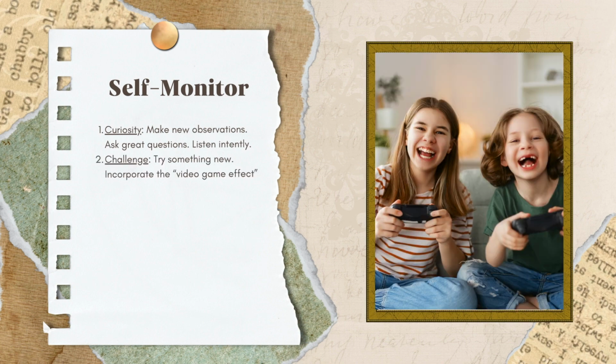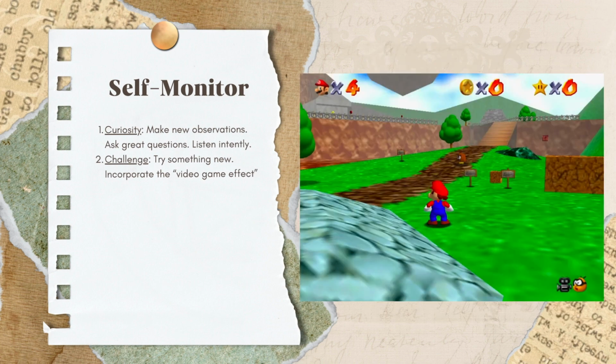The next C is challenge. Challenge yourself to do something new by making use of what we call the video game effect. Not too long ago, I found my old Nintendo 64 console in my parents' garage. I pulled it out, hooked it up, and I was shocked to find that it was still working. My daughter wanted to play, and so I popped the Super Mario game into the console and turned it on. When we went to the first level, where Bob-omb was waiting at the top of Mushroom Mountain, my daughter literally could not move forward in the Mario world.